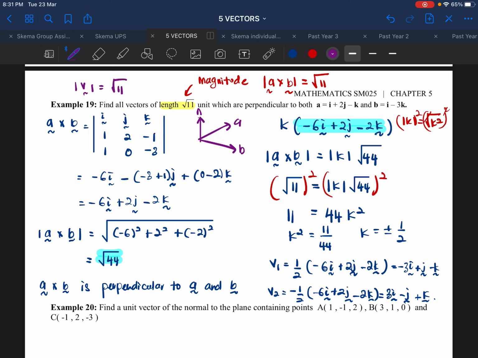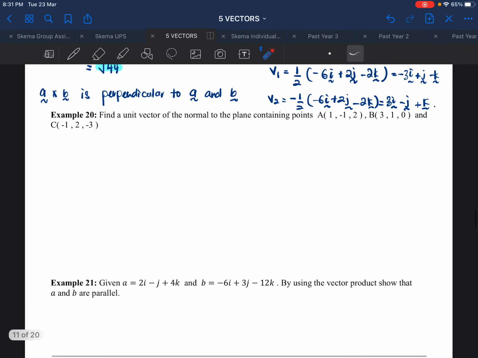Okay, ini normal kita. Ataupun kita boleh cari dia sebagai A cross dengan B. So bila ada A cross dengan B tu kita bolehlah cari. Sebab tu kita cari A cross B dekat sini. So kita cari magnitude of A cross B kita kat sini. Dan seterusnya lah kat situ. Kalian faham ke kat situ? Okay, so kita pergi kepada example 20.